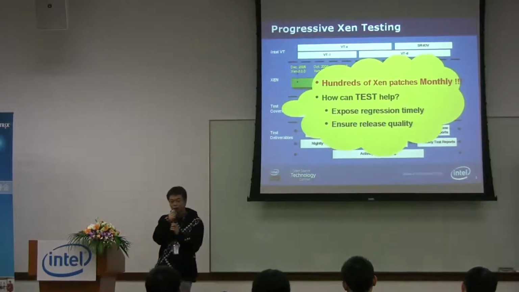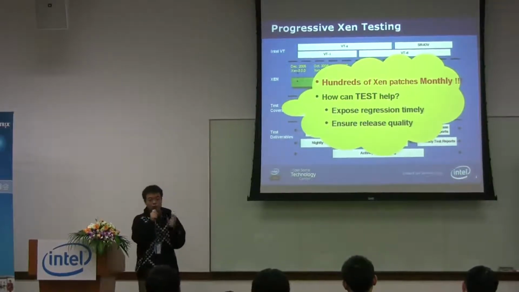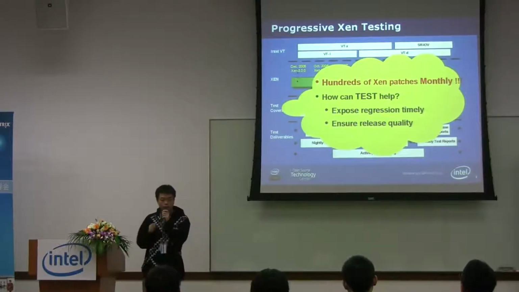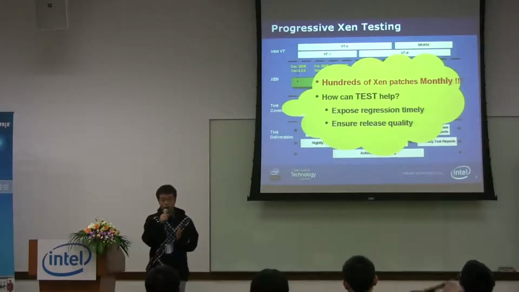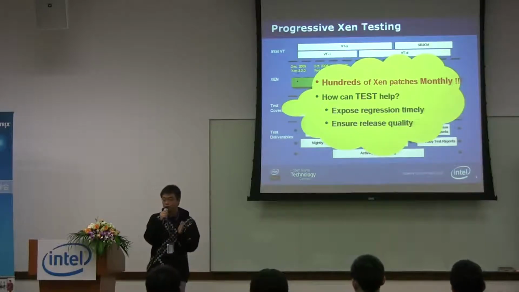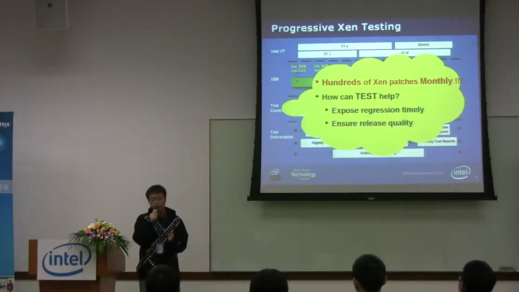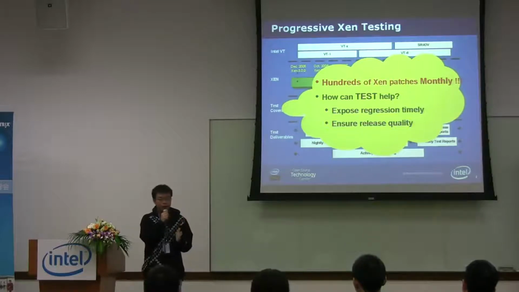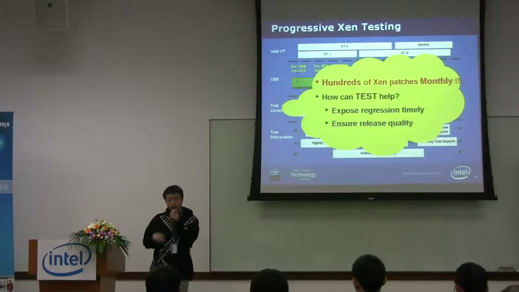Okay. Towards this issue, what can test help? My answer is, first, our test should be able to expose each regression timely, every day. Second, we should have extensive testing for each Zen milestone release. Let's look at what we are doing.